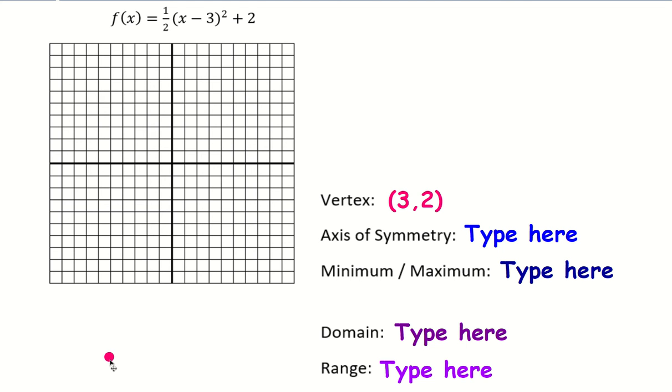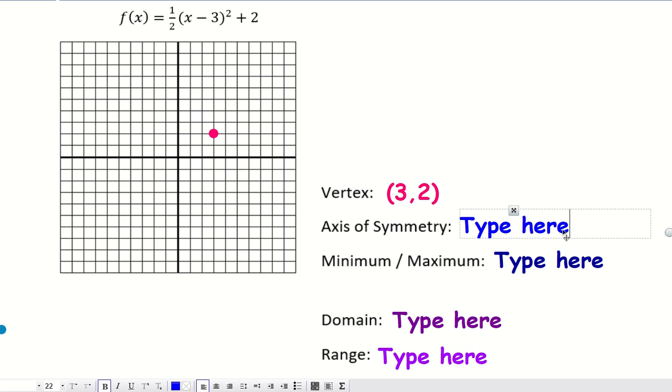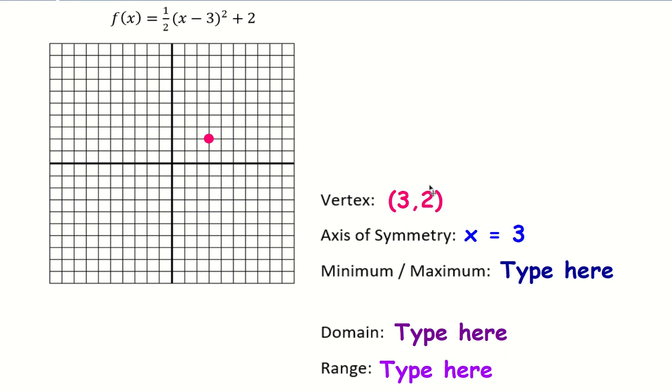So our h is positive 3, and our k is actually positive 2. So just by looking at this equation, we know our vertex is 3 comma 2, okay? And that would be right there. If we were actually drawing these graphs, you'd put your vertex at 3 comma 2. Now, knowing what your vertex is, you automatically know that your axis of symmetry is x equals 3. I mean, if you know your vertex, you know your axis of symmetry, because your axis of symmetry just goes right through the vertex.